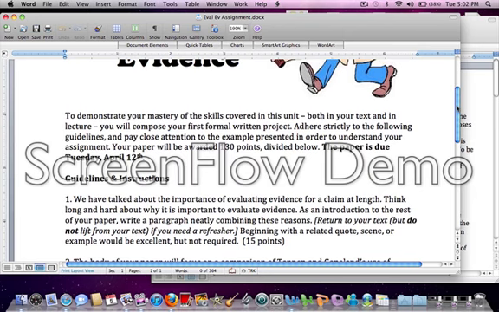To demonstrate your mastery of the skills covered in this unit, both in your text and in lecture, you'll compose your first formal written project. Adhere strictly to the following guidelines and pay close attention to the example presented. After I go over the guidelines, I'll show you an example essay in order to understand your assignment. Your paper will be awarded 130 points, which is more than a test, divided below. The paper is due Tuesday, April 12th.